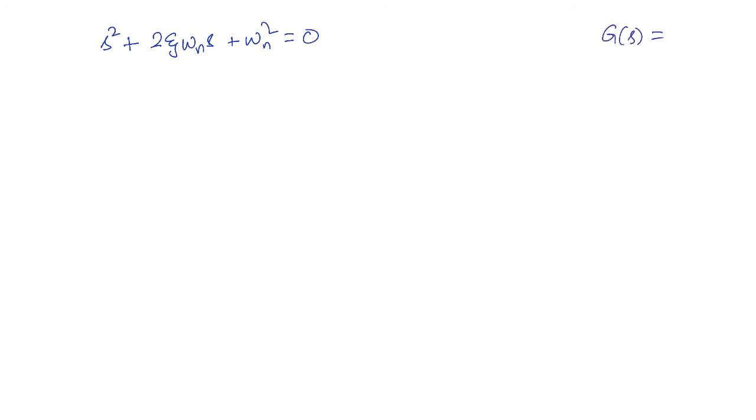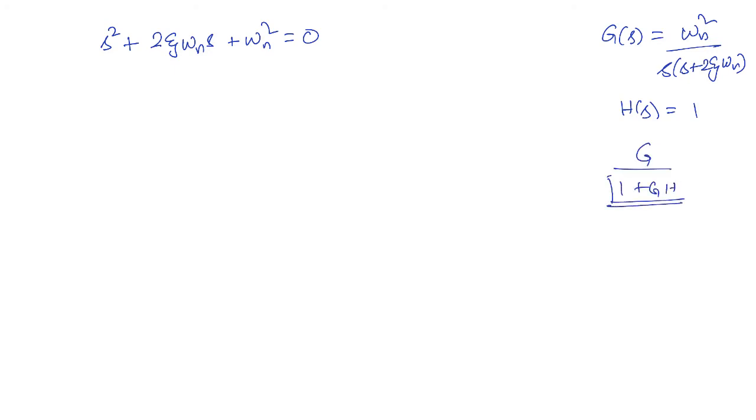The forward path transfer function is omega n square by s into s plus 2 zeta omega n, and the feedback function is 1. Okay, so you can find out the transfer function as G by 1 plus GH, and 1 plus GH equal to 0 is what gives the characteristic equation. Okay, now this is a quadratic equation. What will be the roots of this quadratic equation?